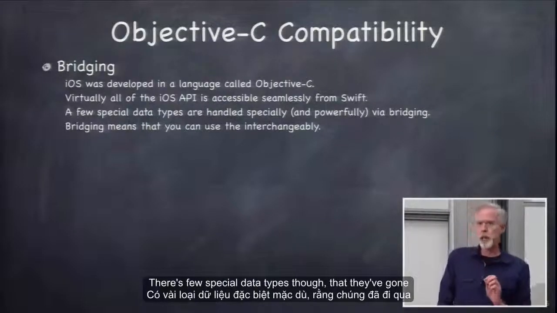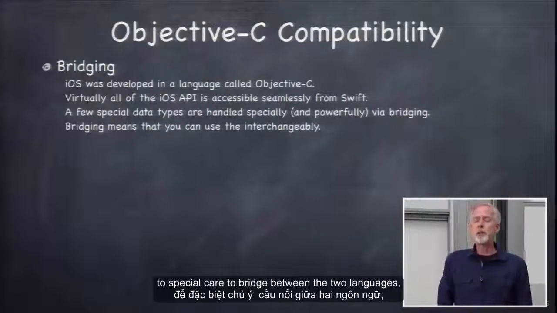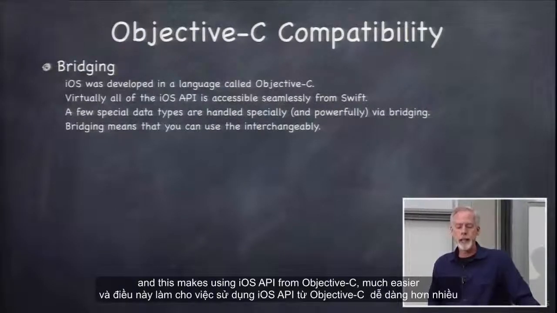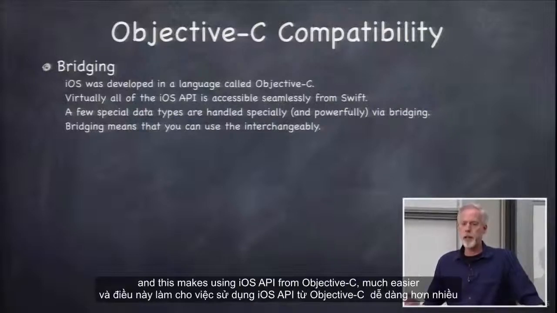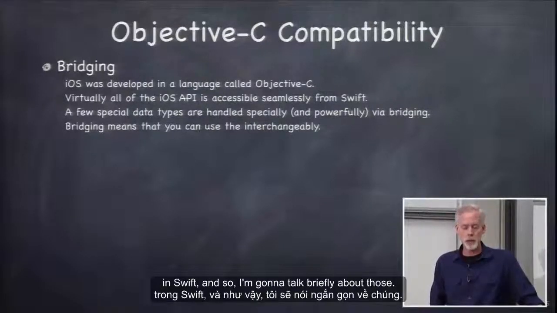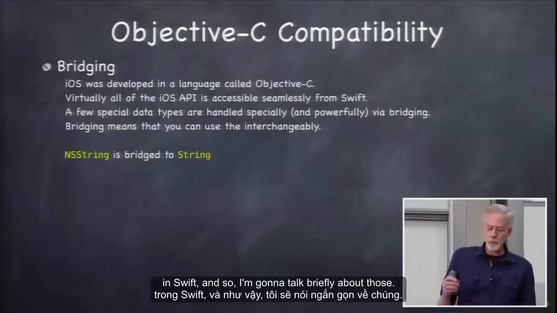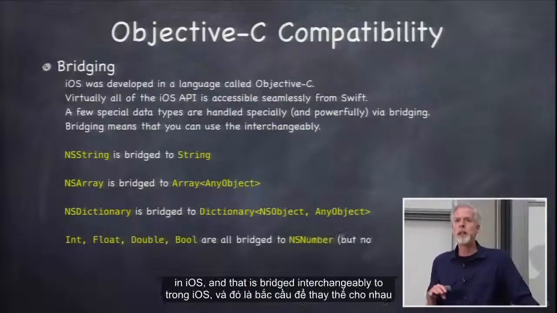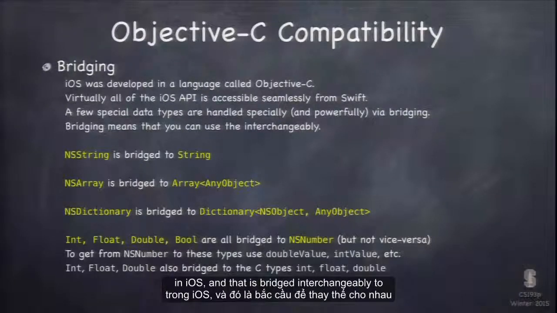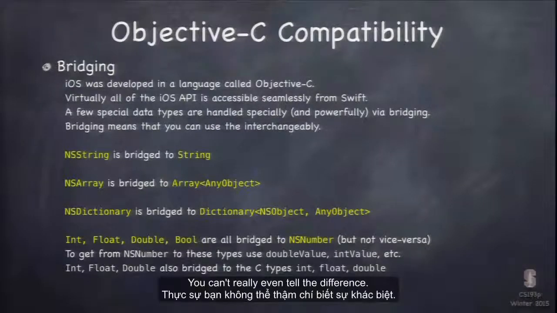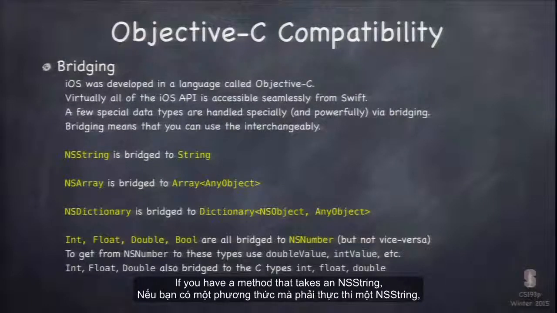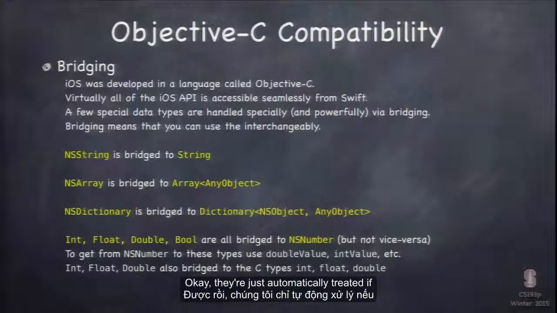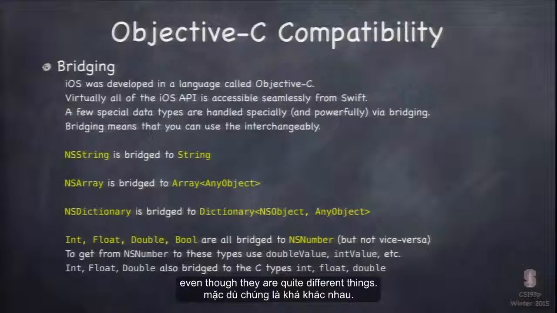There's a few special data types, though, that they've gone to special care to bridge between the two languages. And this makes using iOS APIs from Objective-C much, much easier in Swift. And so I'm going to talk briefly about those. One is NSString. That is the old way that strings were represented in iOS. And that is bridged interchangeably to Swift's String. You can't really even tell the difference. If you have a method that takes an NSString, you can pass a Swift String in there, and vice versa. Okay? They're just automatically treated as if they were the same thing, even though they are quite different things.